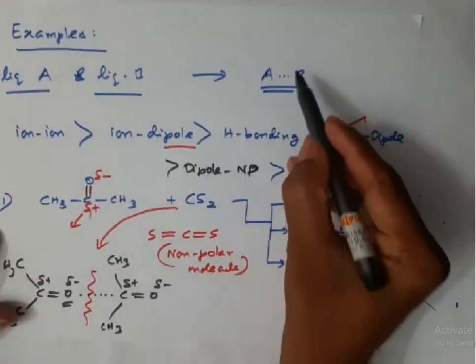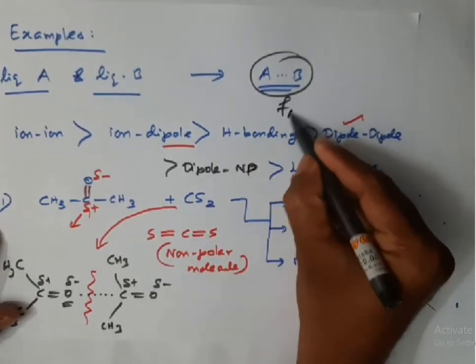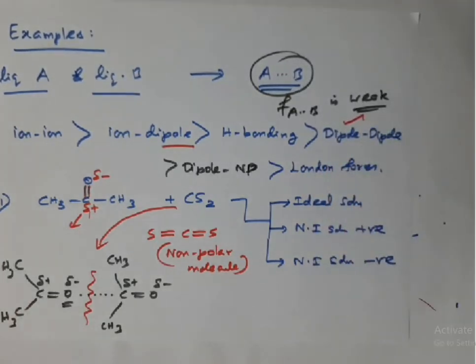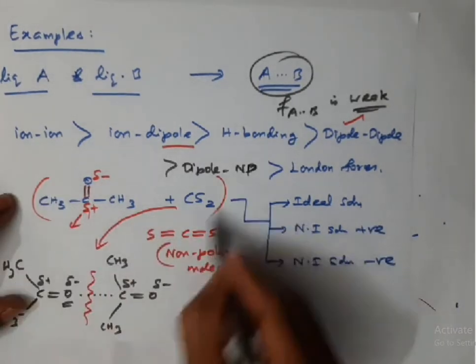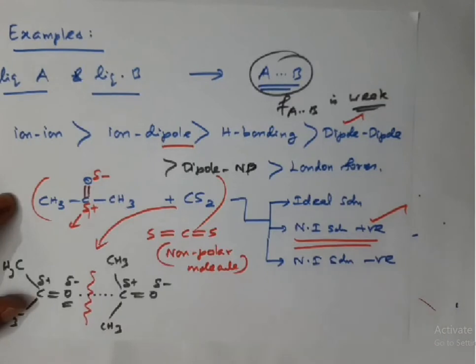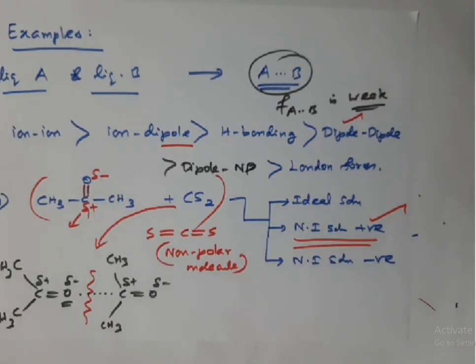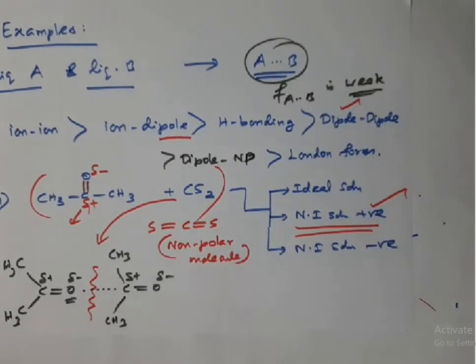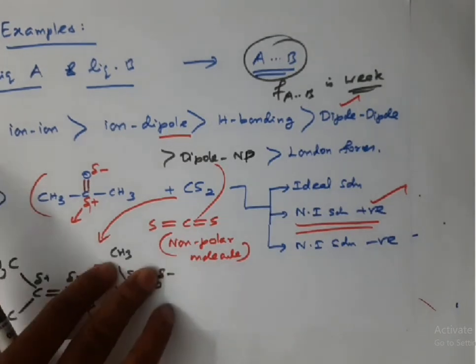Therefore, the force of attraction between A and B is weak. If the force of attraction between A and B is weak, you will get positive deviation. Simple. So if you mix acetone and carbon disulfide, I will get a non-ideal solution showing positive deviation. No doubt. Is this clear, students? Any doubt in this? I'll give one more example so that you can easily understand.